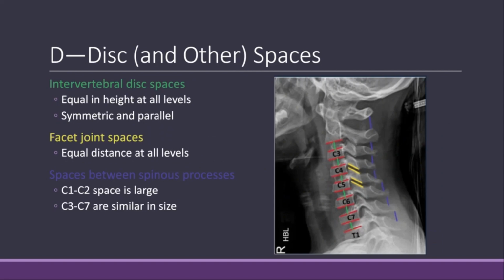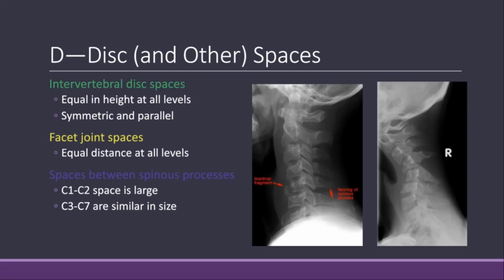Your intervertebral disc space, seen in green here, should be equal at all heights and all levels, as well as symmetric and parallel. Your facet joint spaces, seen in yellow here, should also be equidistant at all levels. And the space between the spinous processes, seen in blue here. The C1 to C2 space can be large compared to the others, and then all of the others should be similar in size. Here you can see an abnormal one on the left where there is some subtle fanning of the processes, and then obvious fanning on the right.